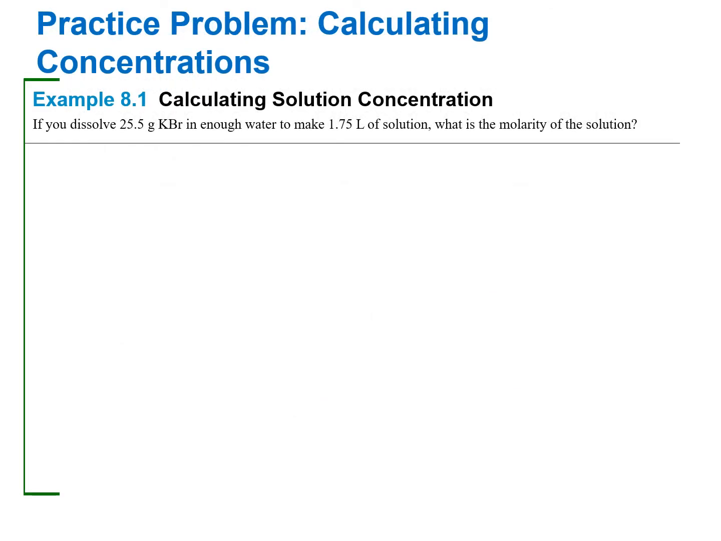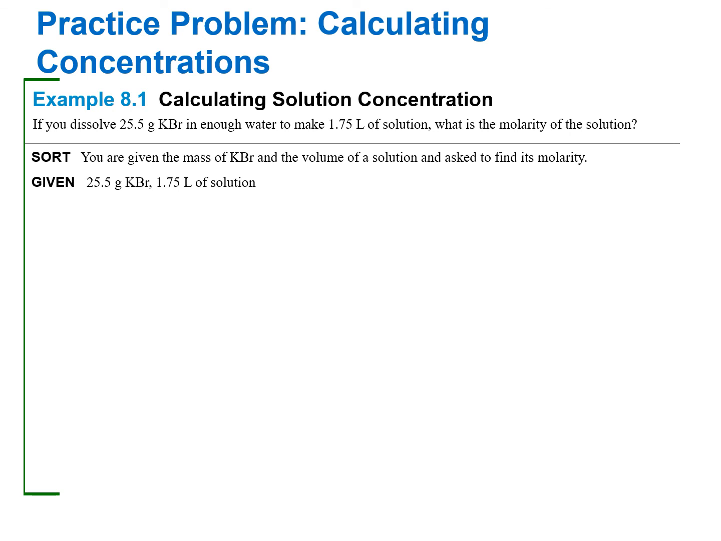And we're going to start by using our molarity right here in an example. So let's say that you dissolve 25.5 grams of potassium bromide in enough water to make 1.75 liters of solution. What is the molarity of the solution? Well, we need to put our terms in moles and in liters. Right now what we have are grams and liters. So let's make a note of what it is that we're given. So we're given grams of potassium bromide and 1.75 liters of solution.